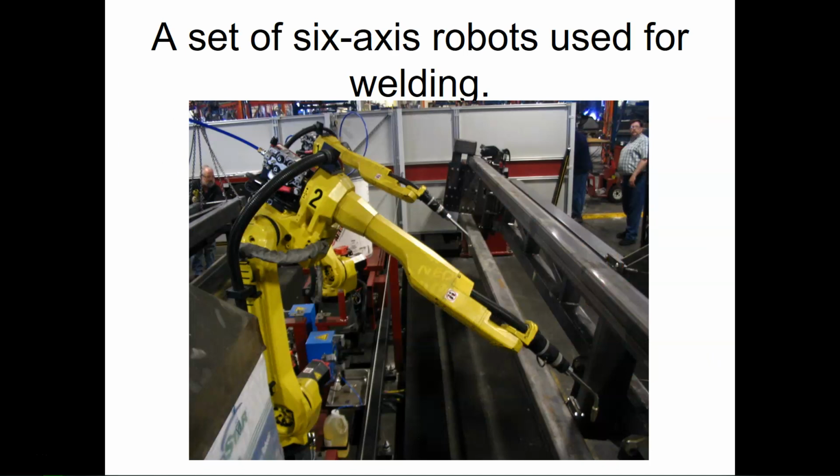These are a pair of 6-axis robots used for welding. The good thing about robots that weld is that they have a lot more precision, and we'll talk about precision on robots later. The fact of the matter is also that they are tireless, and thirdly, they can get into spaces that a normal welder could not get into.